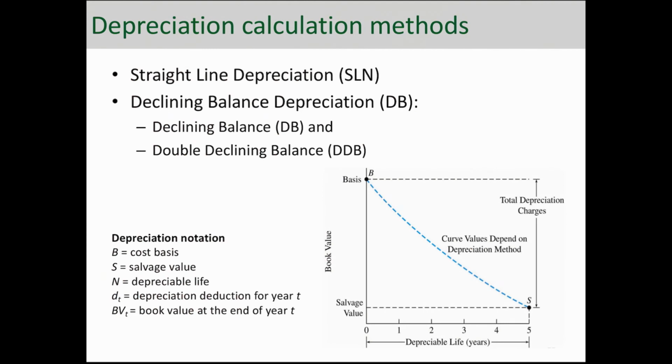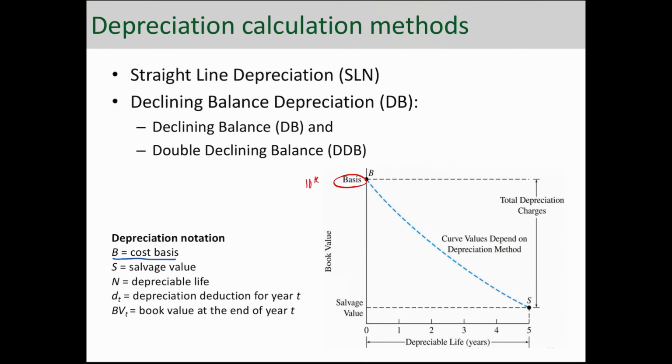So let's put everything in perspective using this graph. So here in this graph, we can see the cost basis. And cost basis is shown with B here. And here on the y-axis, we have the dollar value, and on the x-axis, we have time. The cost basis is the initial cost of the asset. Let's say that is $10,000.